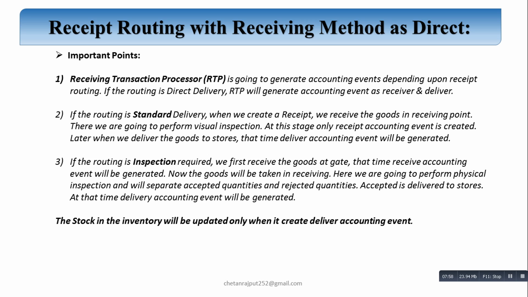And third, if the routing is inspection required, we first receive the goods at the gate. That item receive accounting event will be generated in the system. Now the goods will be taken in receiving. Here we are going to perform physical inspection and will separate accepted quantities and rejected quantities. The accepted quantity is delivered to store. At that time, the delivery accounting event will be generated in the system.